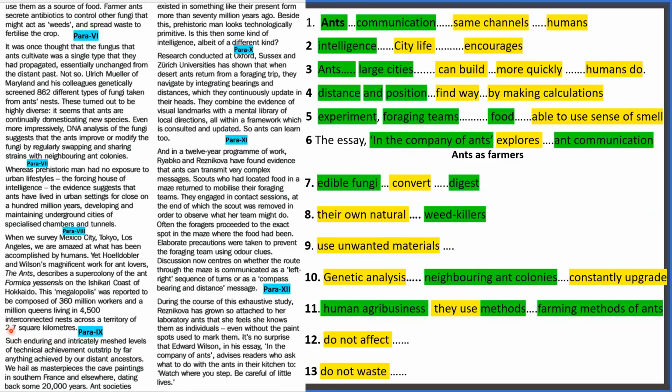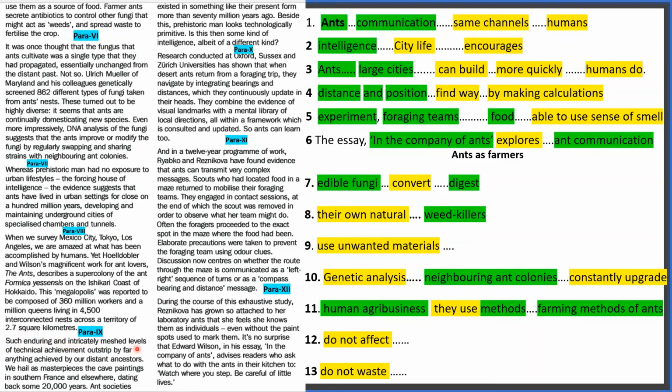When we survey Mexico City, Tokyo, Los Angeles, we are amazed at what has been accomplished by humans. Yet Hölldobler and Wilson's magnificent work for ant lovers, The Ants, describes a supercolony of the ant Formica yessensis on the Ishikari coast of Hokkaido. This megalopolis was reported to be composed of 360 million workers and 1 million queens living in 4,500 interconnected nests across a territory of 2.7 square kilometers.